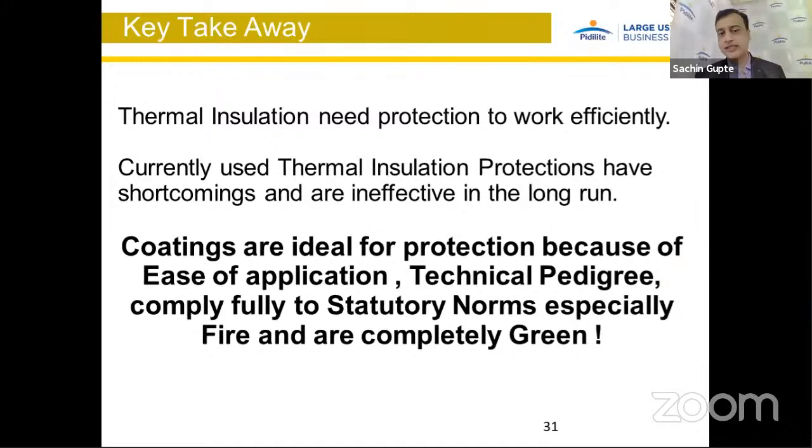The last slide is the key takeaway. Thermal insulation needs protection to work efficiently. Currently used thermal insulation protections have shortcomings and are ineffective in the long run. Coatings are ideal for protection because of the ease of application and the technical pedigree they offer. They comply fully to statutory norms, especially fire.